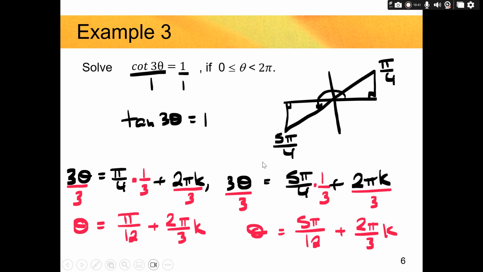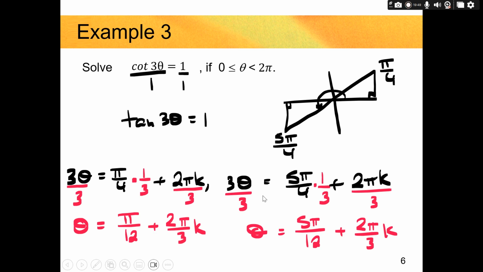Okay, I got myself, let's see, k is equal to 0, 1, and 2. Can you guys plug those in? So can you guys plug in k is equal to 0?